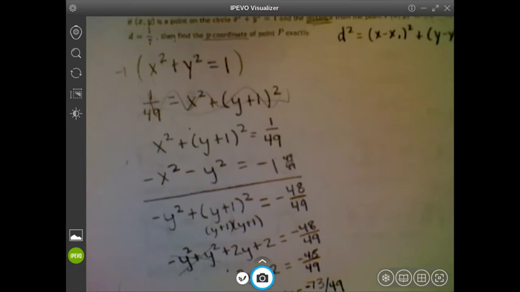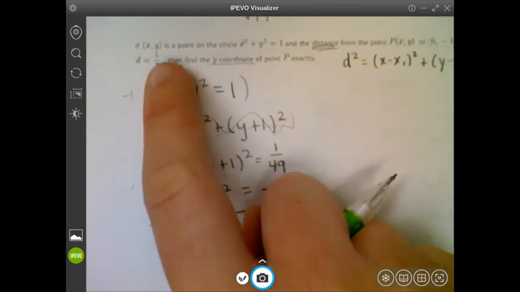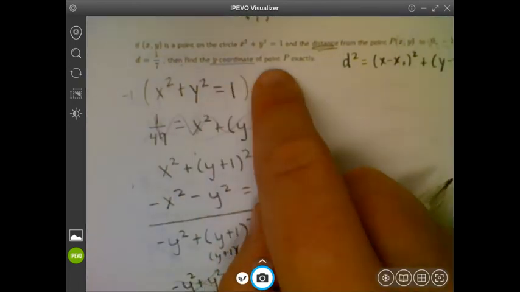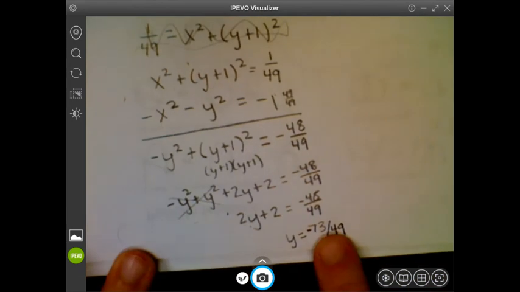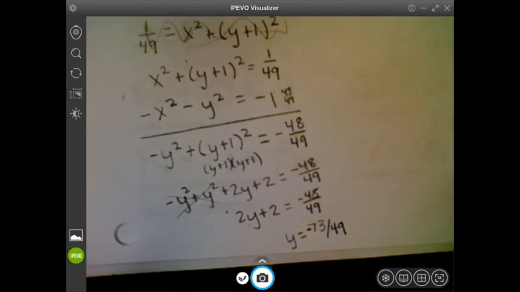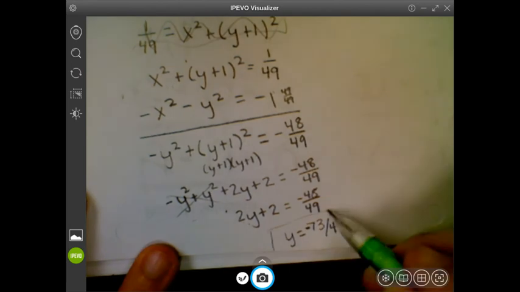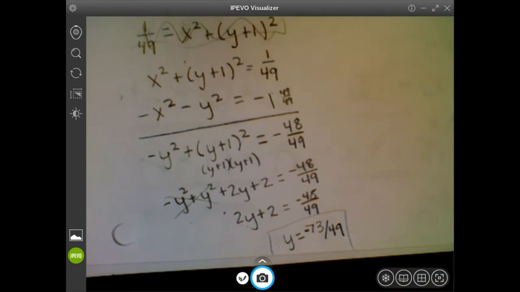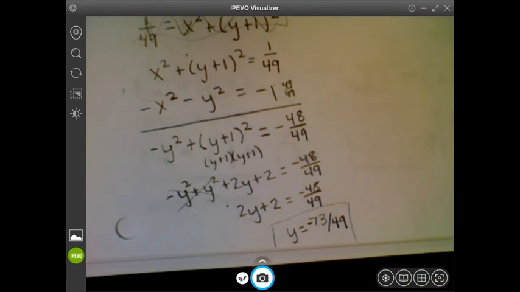Going back to our question, it did say find the y coordinate of point P. So there is your y coordinate. That's what y equals, so we are done. That's all we needed to find. No need to worry about going back and trying to find the x. The x is going to look a lot more complicated. That's it for y.